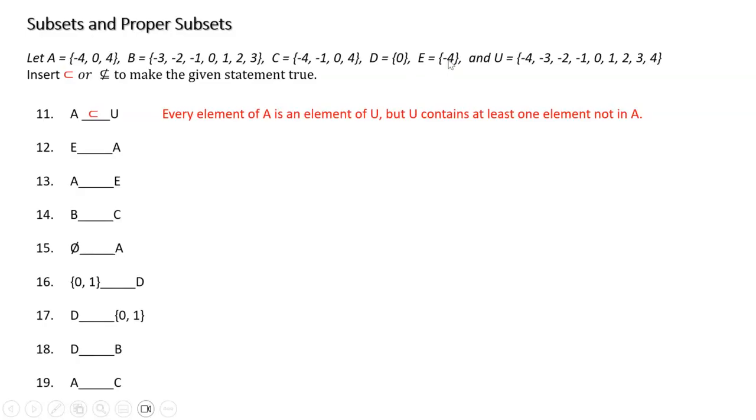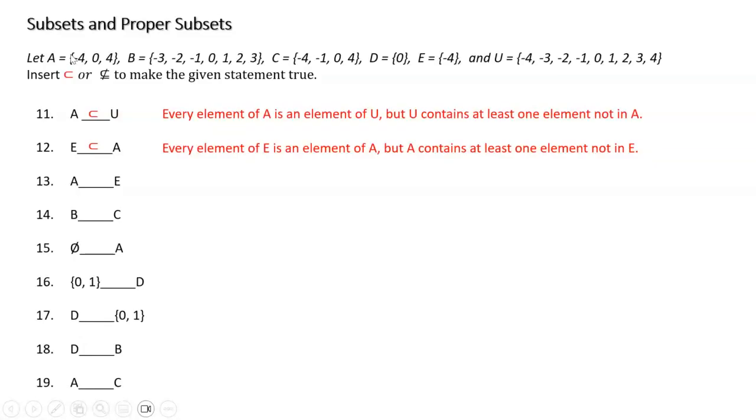E, we have E is -4. The set contains -4. And A is -4, 0, and 4. So this is the first symbol, which will be the proper subset, because every element of E is an element of A, but A contains at least one other element, which is the 0 and the 4.